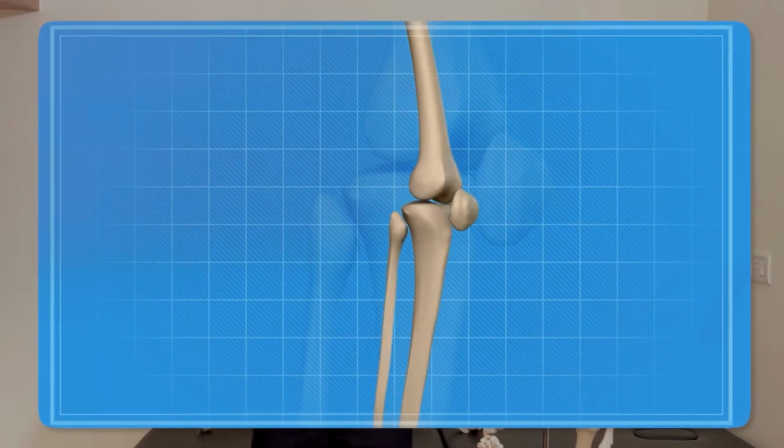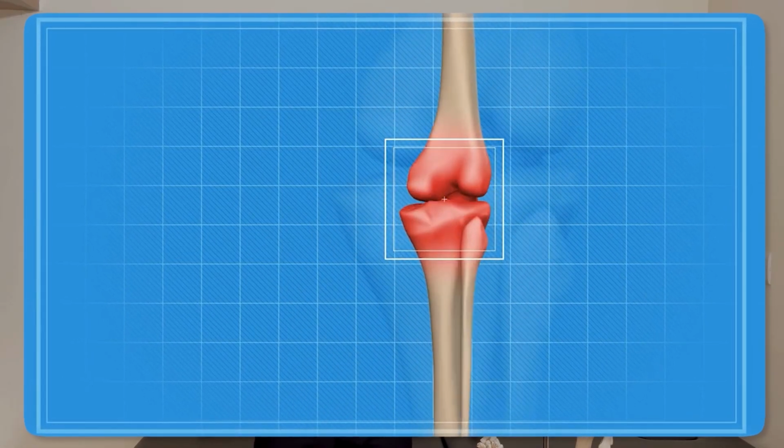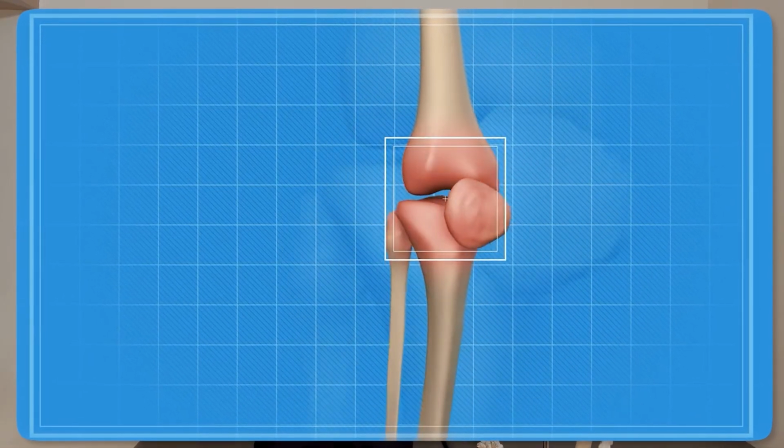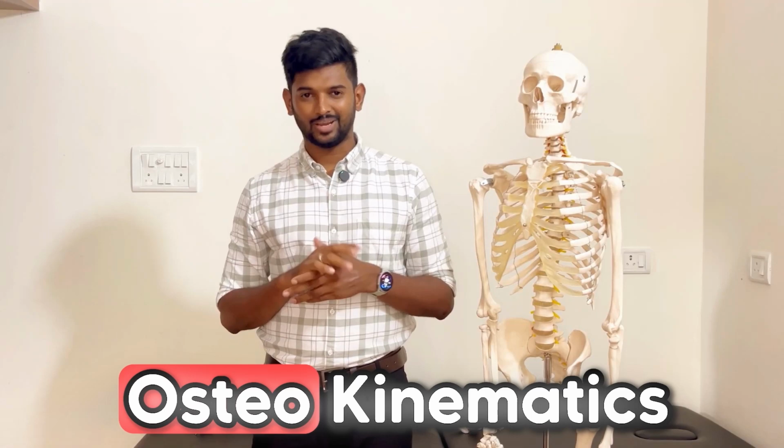So what is osteokinematics? Basically, osteokinematics is simple. When the muscle pulls, the bone is moved from one direction to another. Maybe there is flexion, abduction, extension, internal rotation, external rotation, adduction, whatever. That is called osteokinematics. Osteo means the bone is moving here.